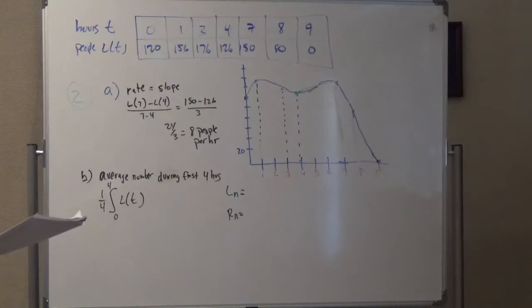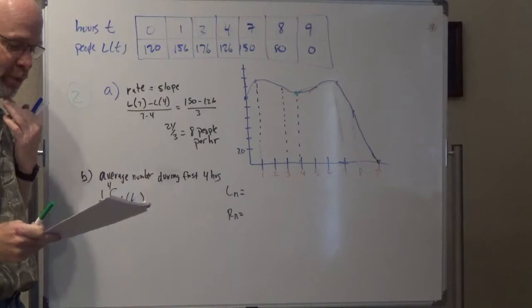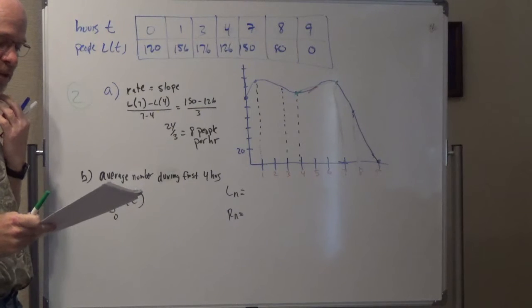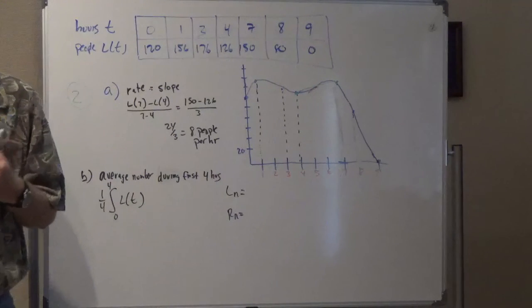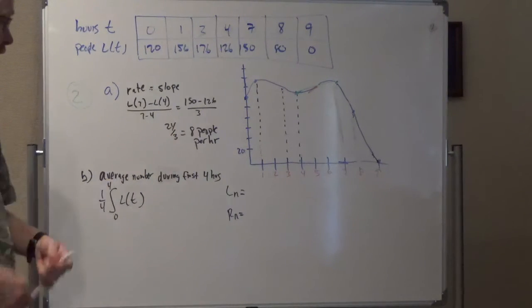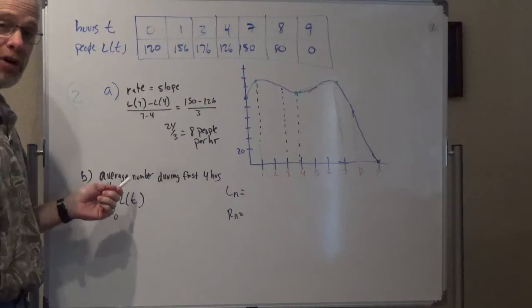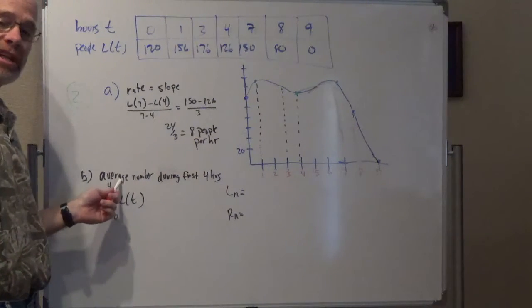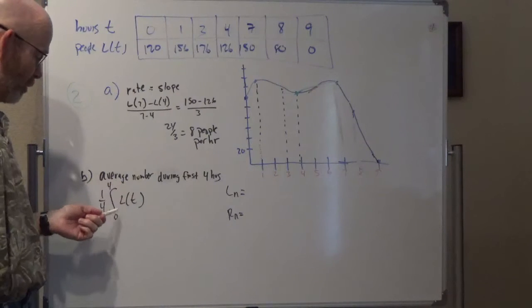Second question says, use a trapezoidal sum with 3 subintervals to estimate the average number of people waiting in line during the first 4 hours. So I'm going to walk you through this one and actually do it. First things first, average number. If you're in a calculus class and you hear the word average, you should probably be thinking integral.